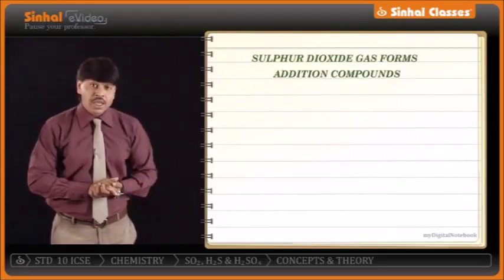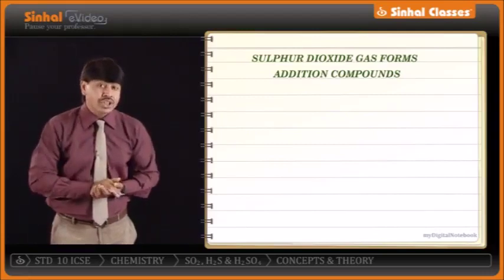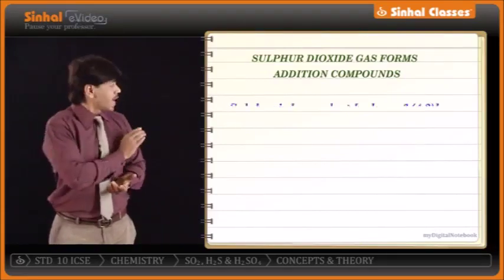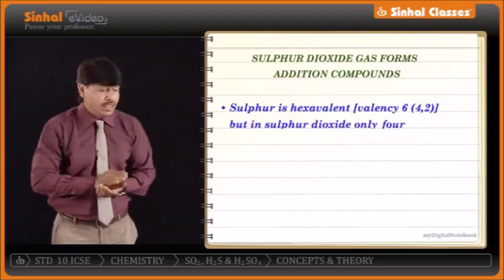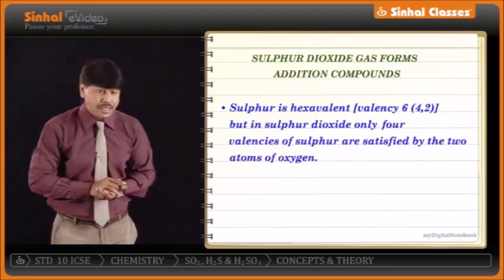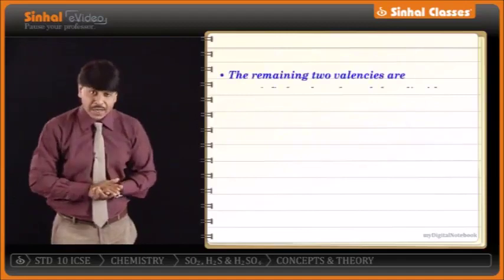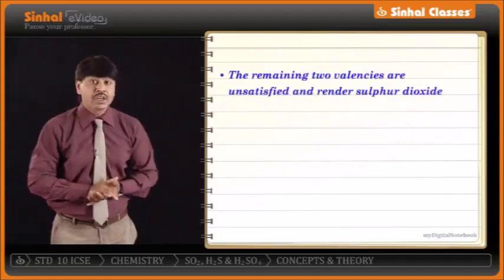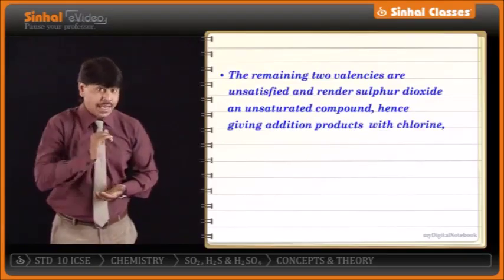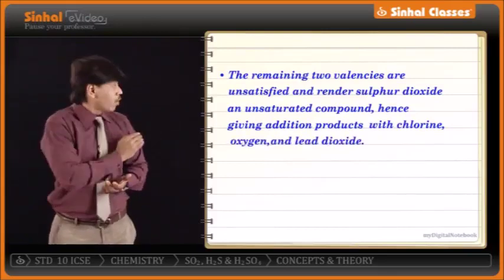Now we are going to see certain more reactions of sulfur dioxide. We will be seeing the addition reactions of sulfur dioxide. Sulfur is hexavalent, but in sulfur dioxide, only 4 valencies of sulfur are satisfied by the 2 atoms of oxygen. So, 2 valencies are unsatisfied. As a result, sulfur dioxide shows addition reactions with some molecules like chlorine, oxygen, and lead dioxide.